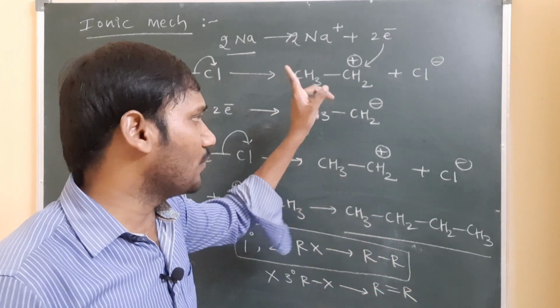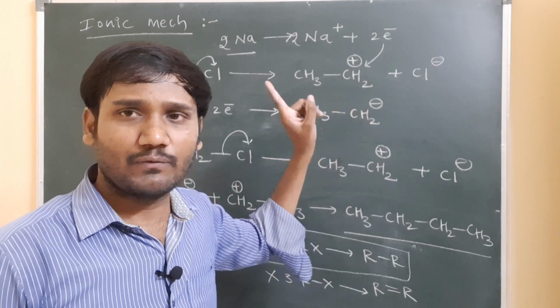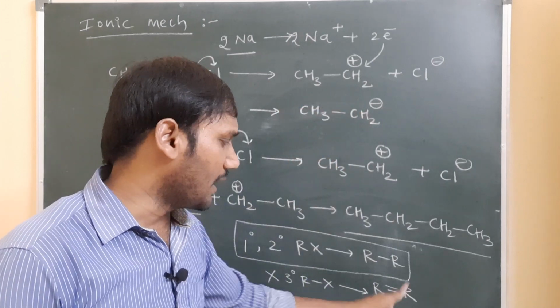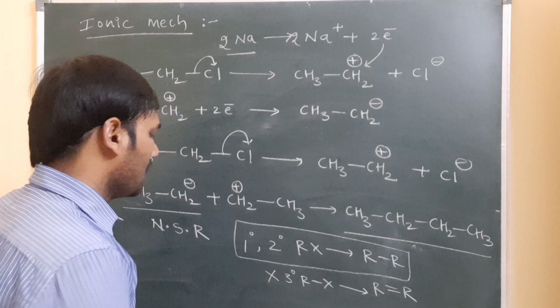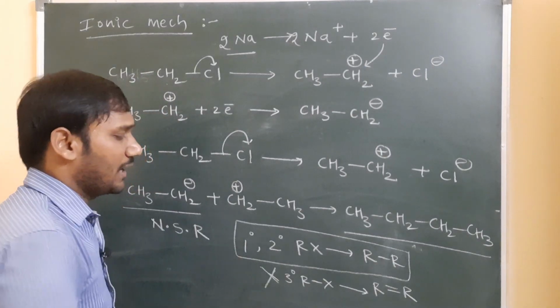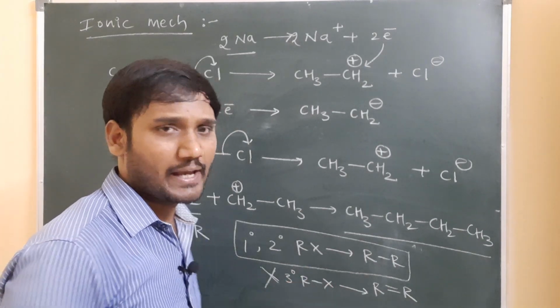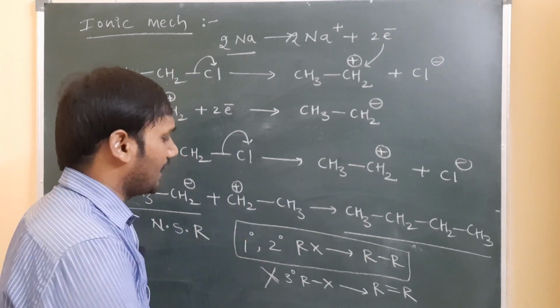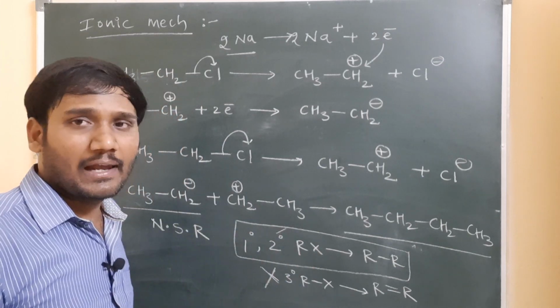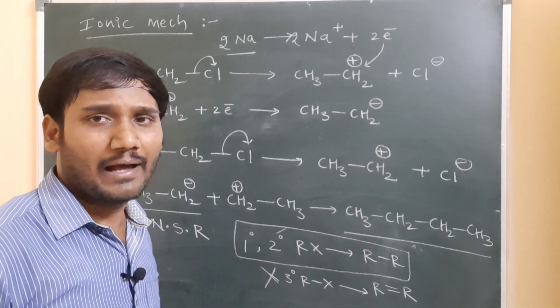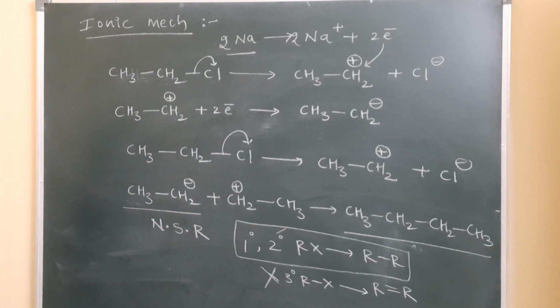So that's why in the Wurtz reaction we are discussing the preparation of alkanes but not alkenes. So that's why we cannot use the tertiary alkyl halide for the preparation of alkanes in the Wurtz reaction, but you can use the primary alkyl halide and the secondary alkyl halide for the preparation of alkanes. So once you take the screenshot.